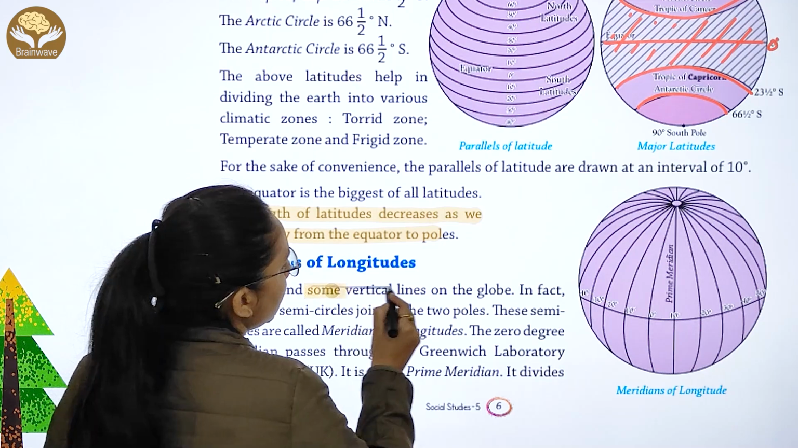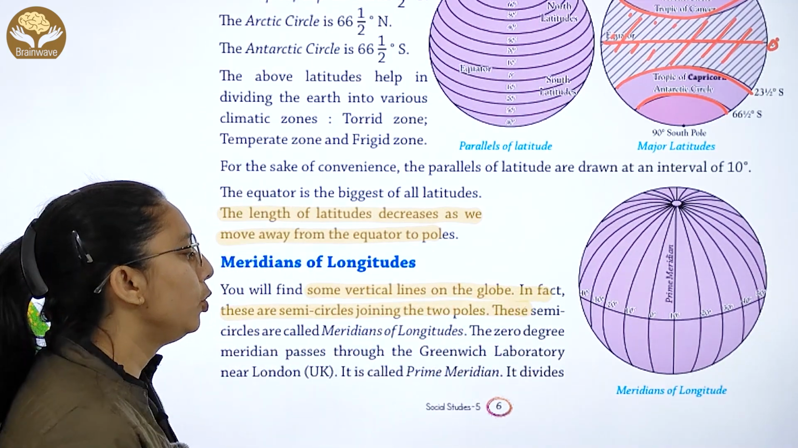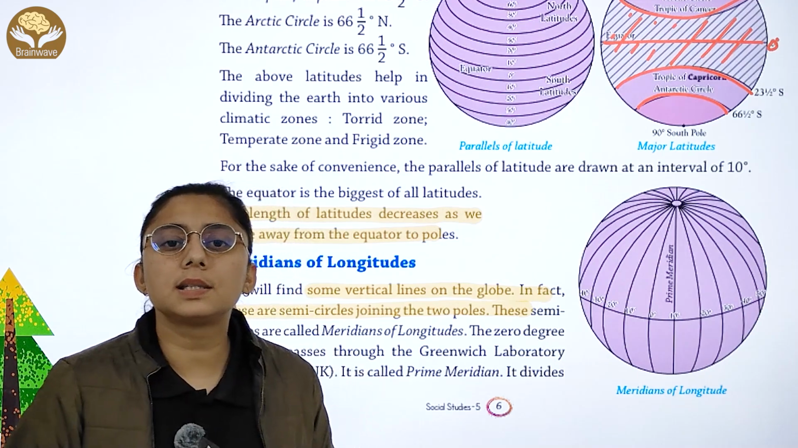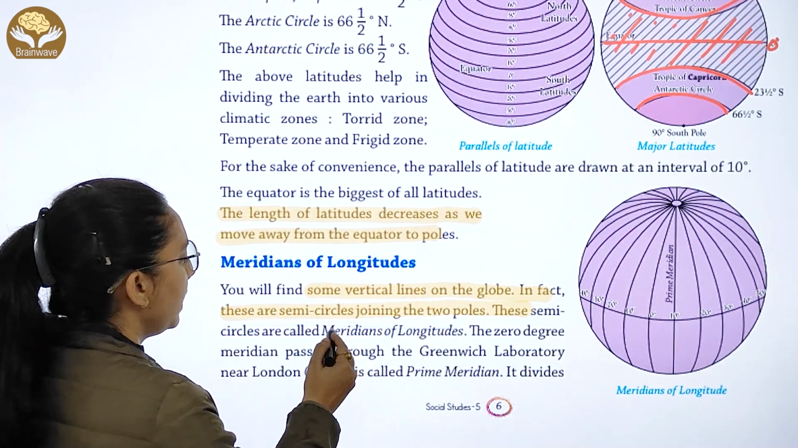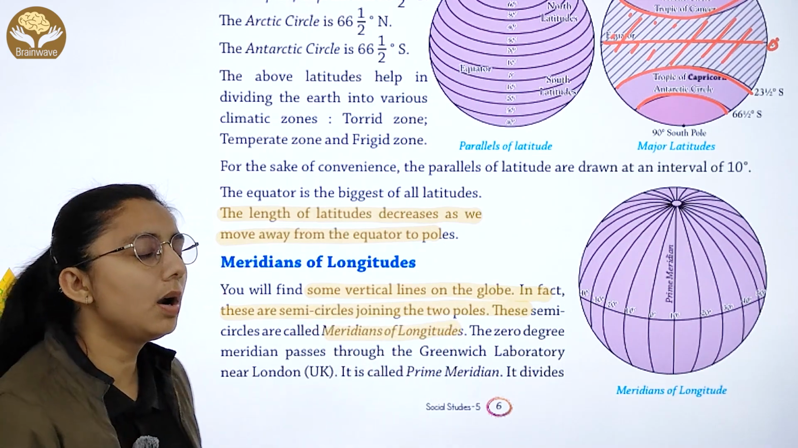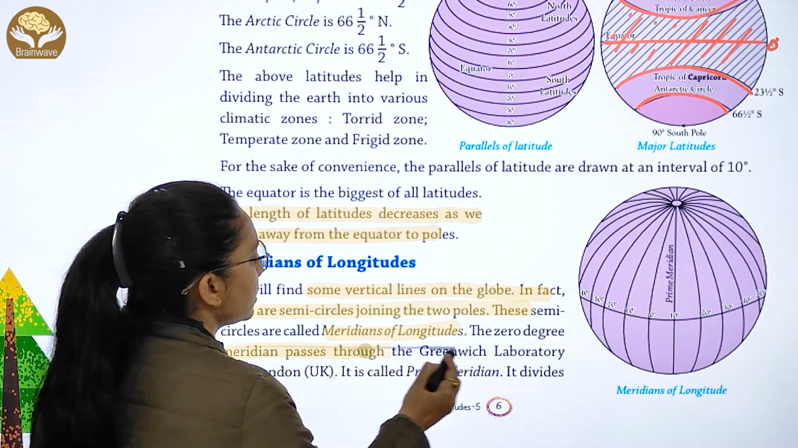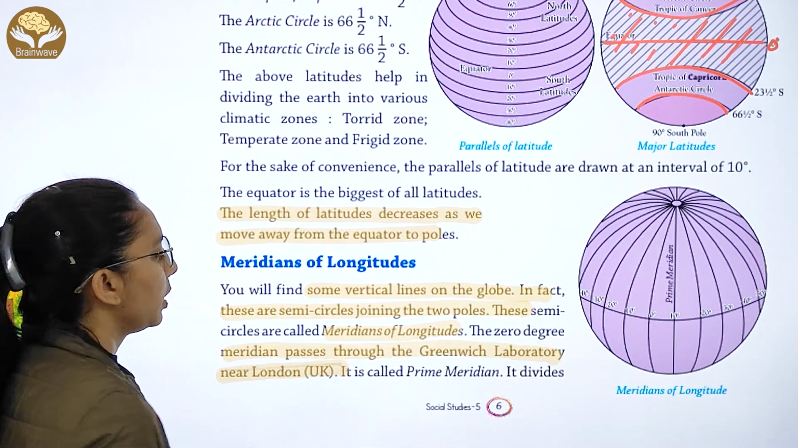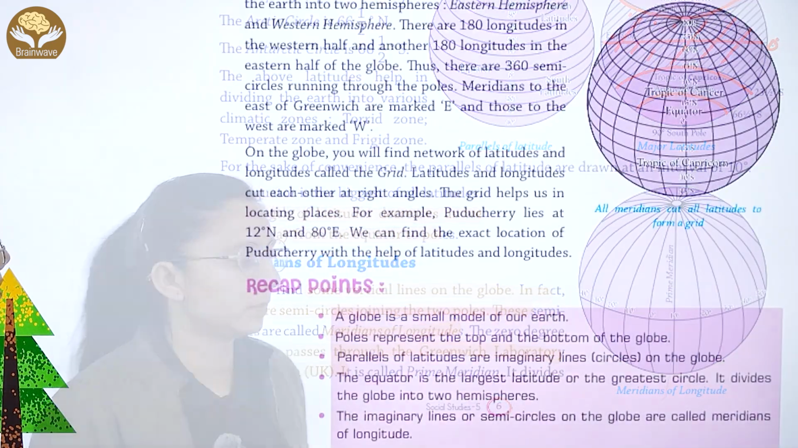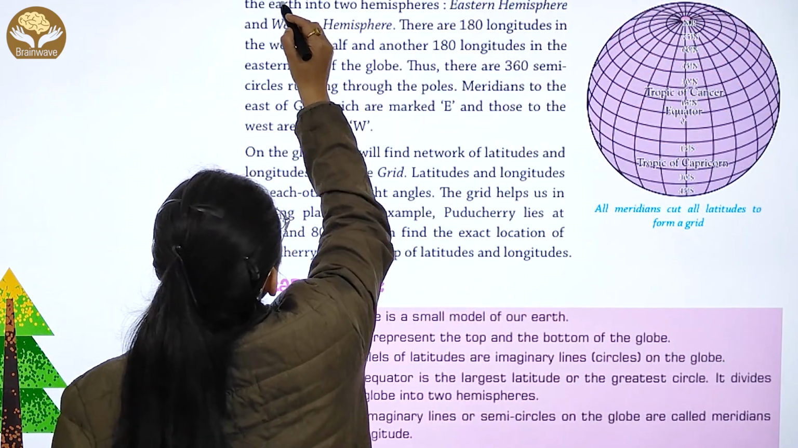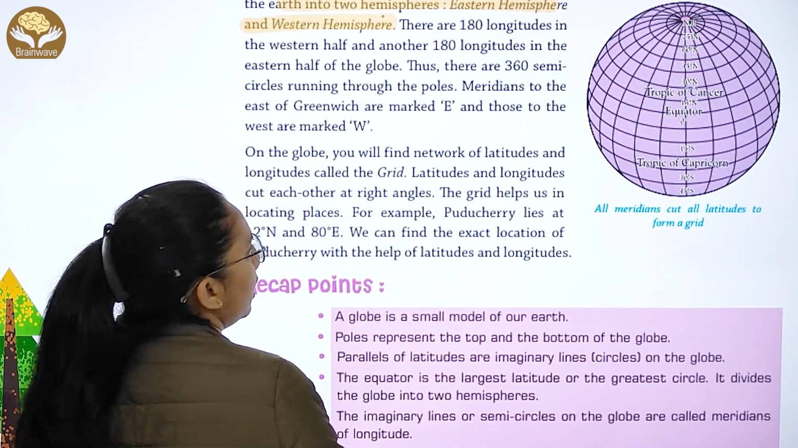You will find some vertical lines on the globe. In fact, these are semicircles joining the two poles. What are these? These are semicircles that join two poles, and they are called meridians of longitude. The 0-degree meridian passes through Greenwich Observatory near London, UK. What is it called? This is called the prime meridian. Next, we have divided the Earth into two hemispheres, Eastern Hemisphere and Western Hemisphere.